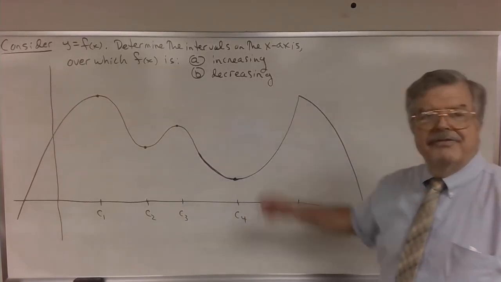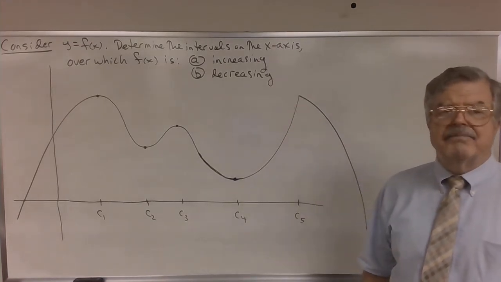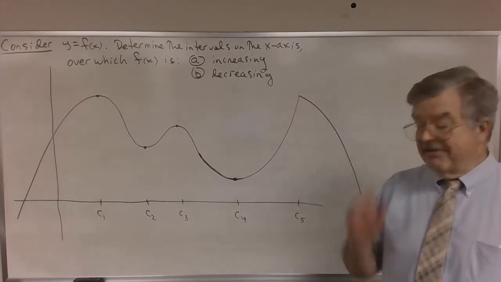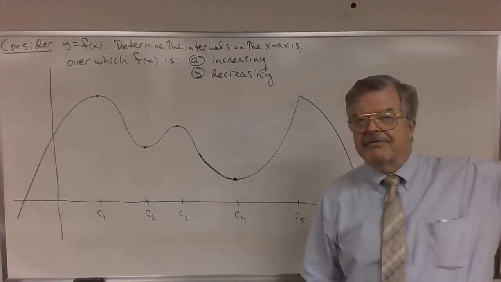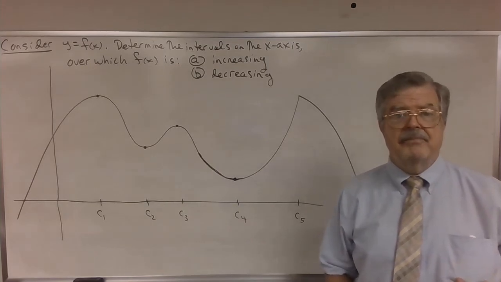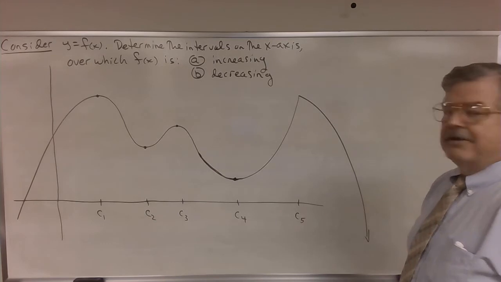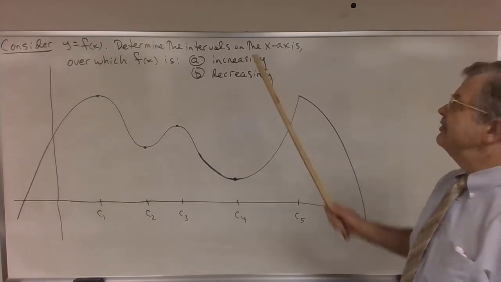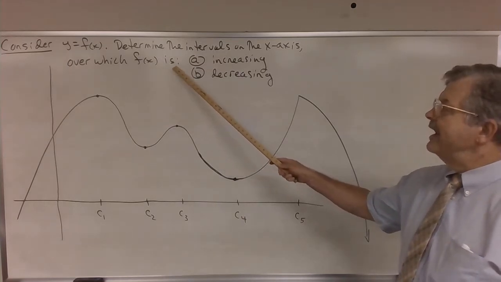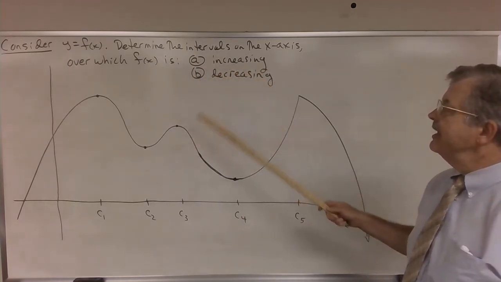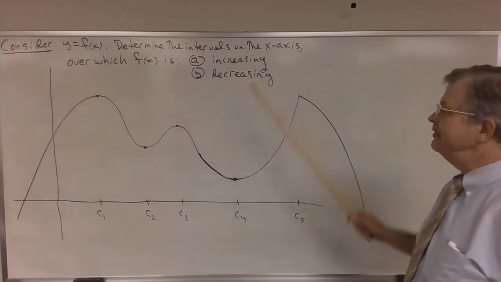Okay, take a look at this function. Some places it goes up, some places it goes down. And most functions are like that. Most functions don't continue to go in one direction forever and ever. Some of them do, but most of them don't. Now, what we want to determine is the intervals on the x-axis over which f of x is increasing, and the intervals on the x-axis over which f of x is decreasing.